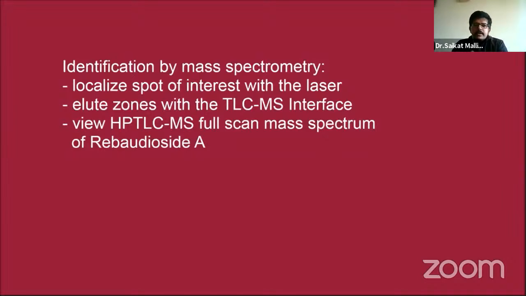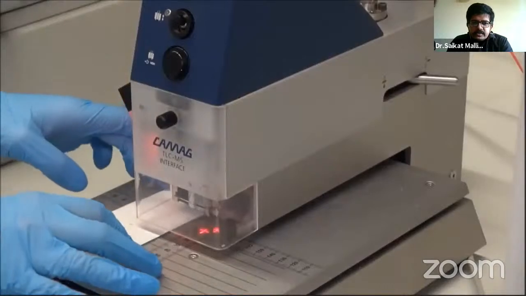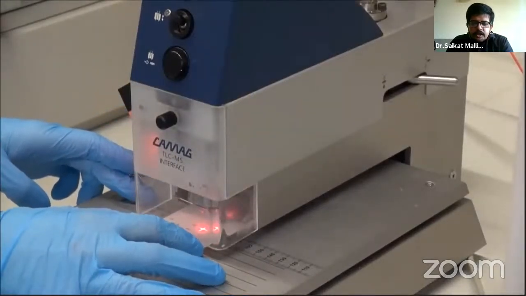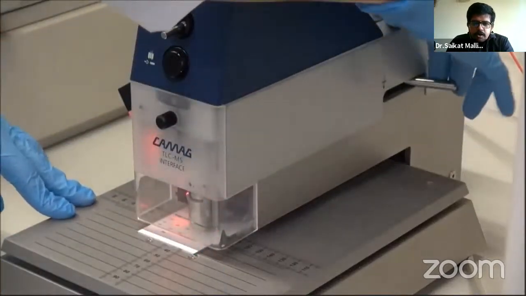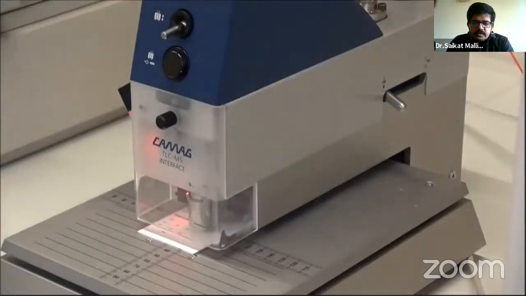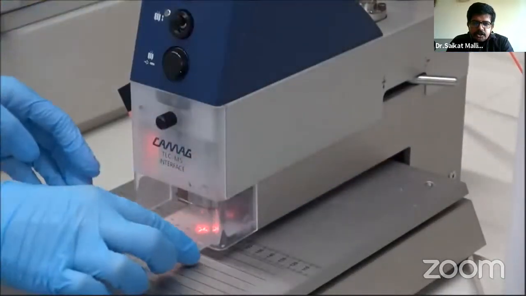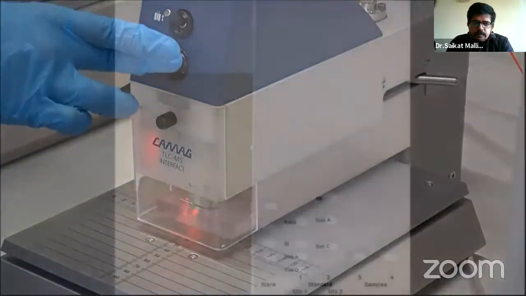Now we'll see how the MS part is also incorporated. In case you want to do an MS analysis, a derivatized and non-derivatized plate is there. A non-derivatized plate is being placed into this TLC MS interface. Now you secure the spot with the help of this TLC MS interface and extract it by pulling the lever. The extraction is done, and once this extraction is done, the molecule is being sent into the software.